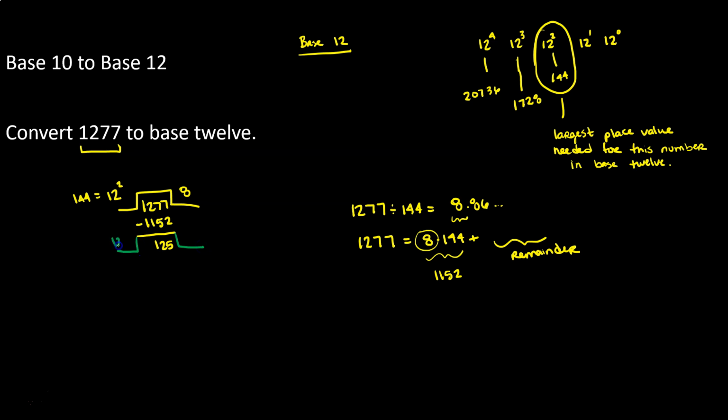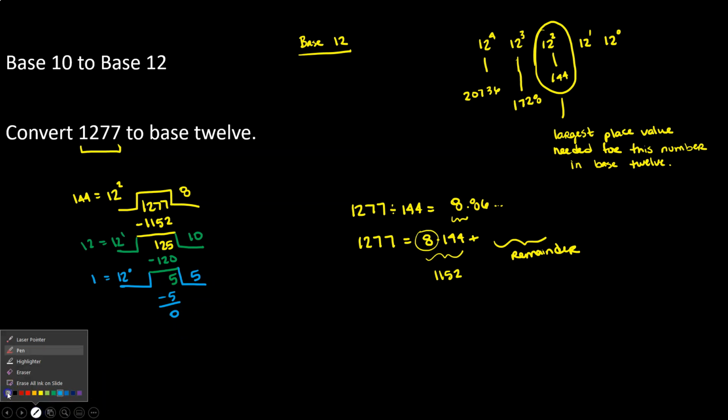The next place value is 12 to the first power, which is just 12. Maybe we remember that 12 times 11 is 132, so that's too big. 12 times 10 is 120, so we know that this will fit in 10 times. We'll subtract the 120, have 5 left over to draw a new house around. Our next place value is 12 to the 0 power, which is just 1. 1 fits into 5 5 times. We have a 0 in the center, which means we're done with this algorithm.